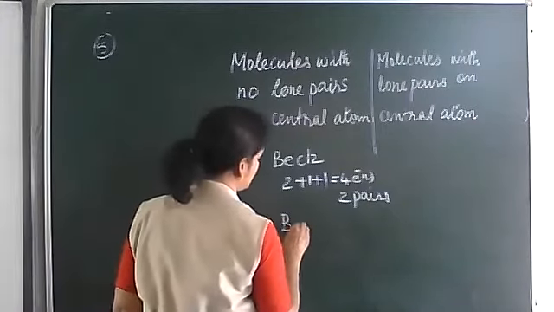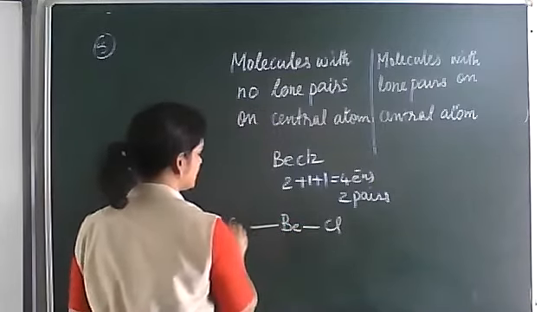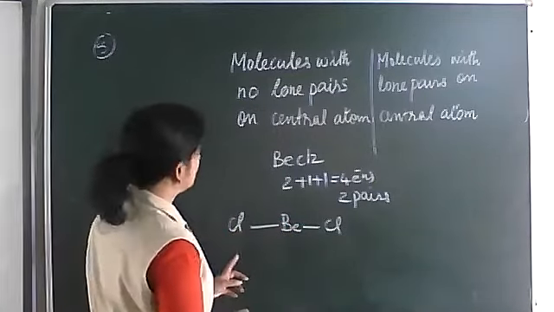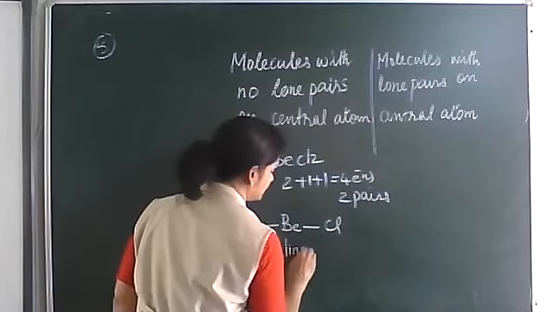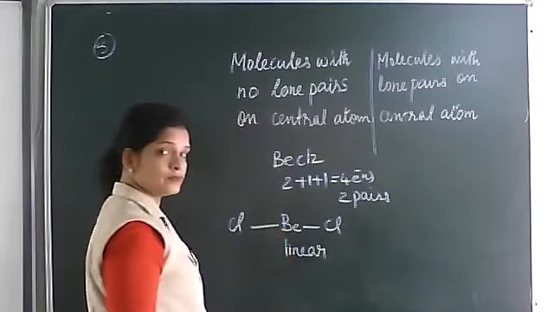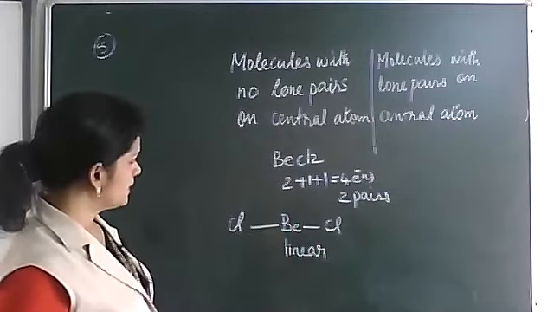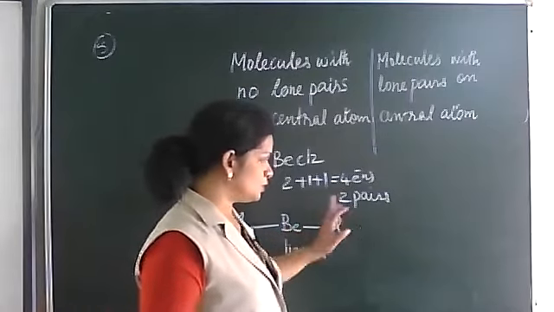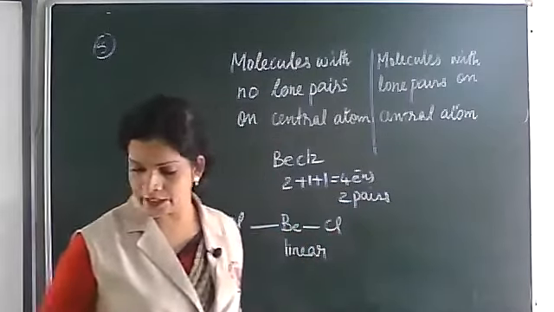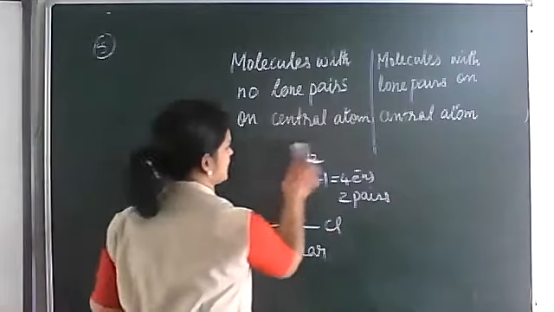So BeCl2, the shape is linear. Shape is linear. So 4 electrons, 2 pairs. Shape is linear.